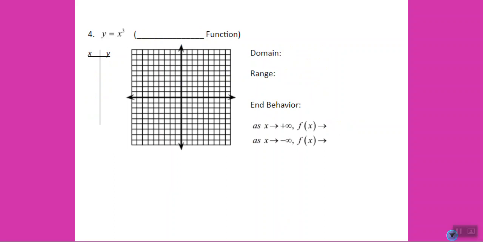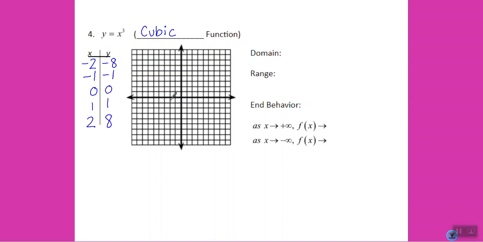Fourth, we have our cubic function, and we can cube any number. So I'm going to use -2, -1, 0, 1, and 2 again. -2 to the third power, which means -2 times -2 times -2, would be -8. -1 cubed would be -1. 0 cubed is 0. 1 cubed is 1. And 2 cubed is 8.